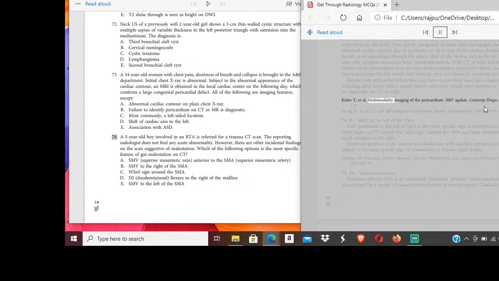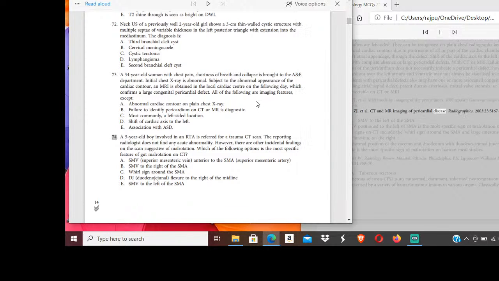Kissler T, et al. Multimodality imaging of the pericardium, 2007 update. Curr Probl Diagn Radiol. 2007. 30. 1916. Wang ZJ, et al. CT and MR imaging of pericardial disease.